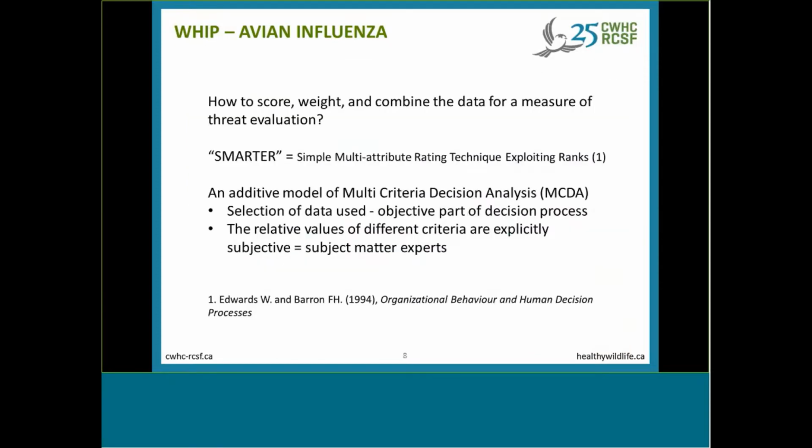So we decided to use an additive model of a multi-criteria decision analysis, and it's called SMARTER, and the reference we used is below. So the objective part of the process was the literature review and the interviews, and that selected the data that we used. But the values of the different criteria is subjective, and that's where you guys, the subject matter experts in December, came in, and we determined those values. Next slide, please.